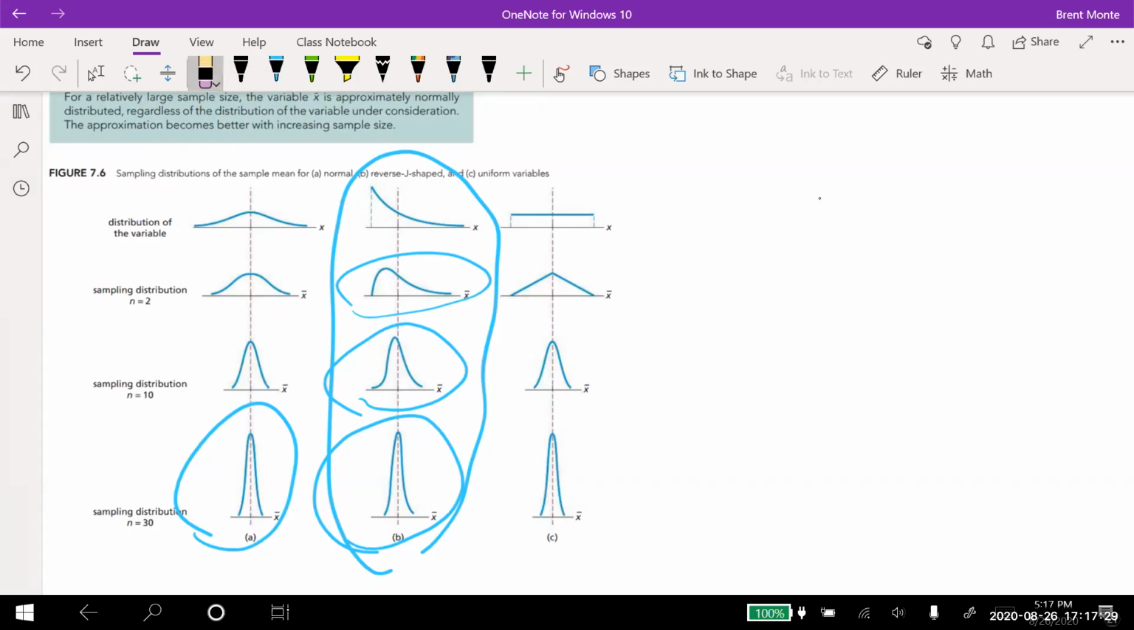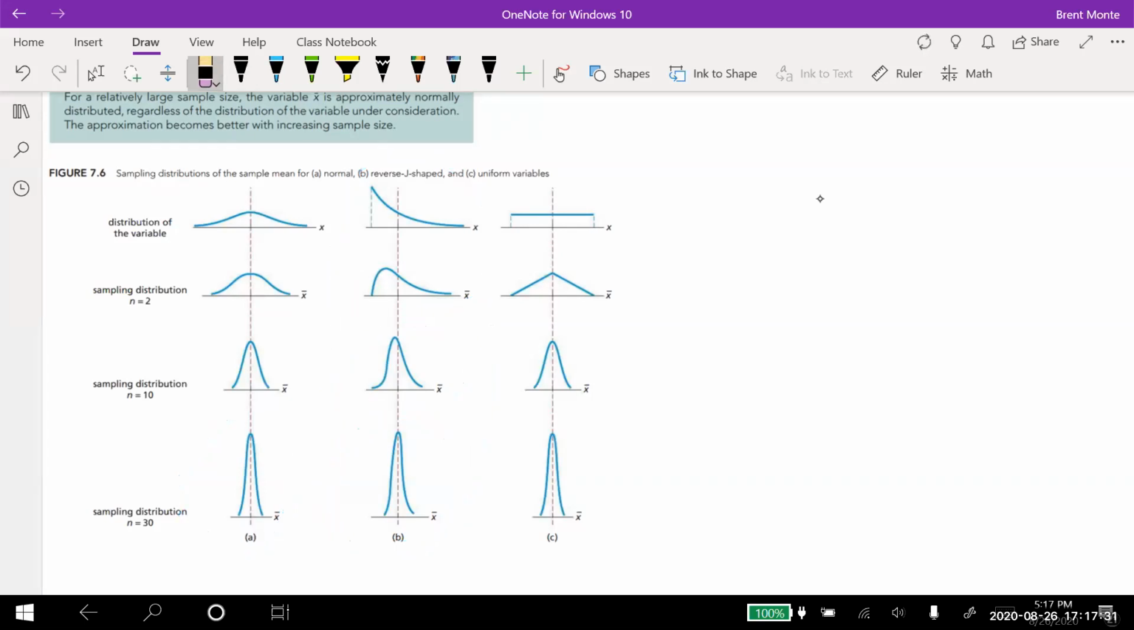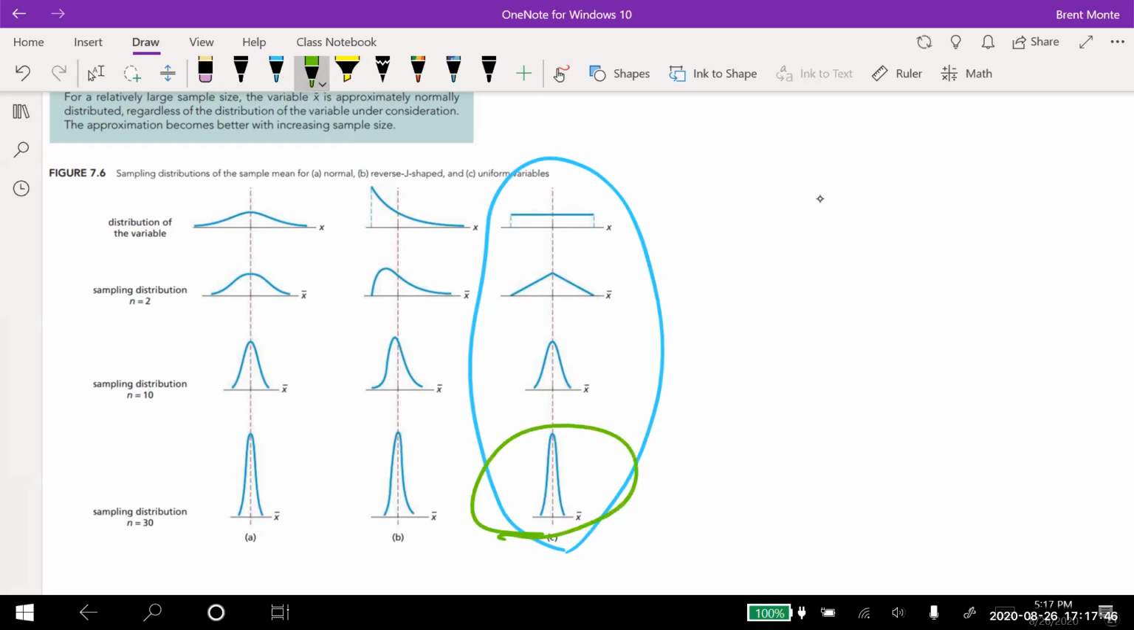And then the last column over here, notice the same thing. I start off with what's called a uniform distribution. With samples of size 2, now it's kind of a pyramid or triangular distribution, but at samples of size 10, it looks pretty much like a normal distribution. And at 30, pretty much all these look the same no matter what the underlying distribution was.